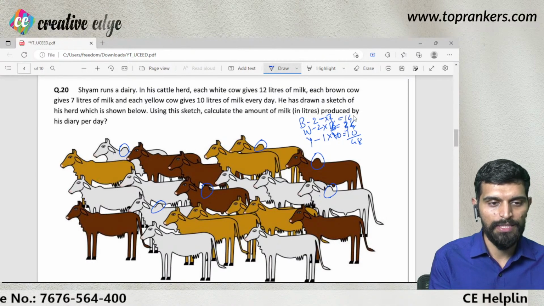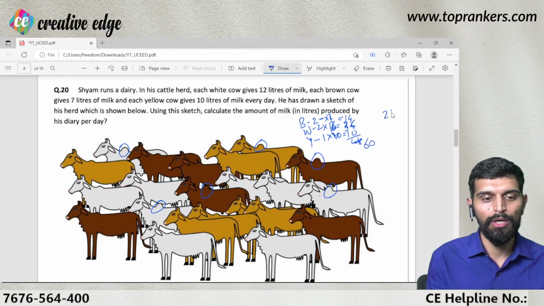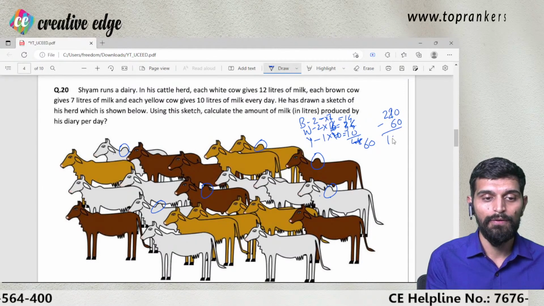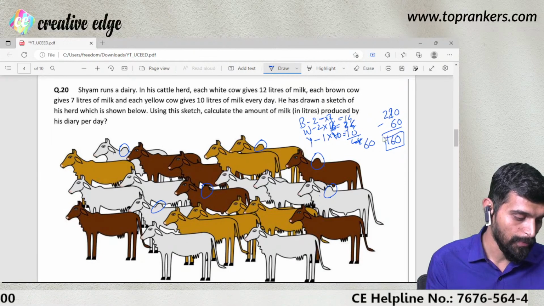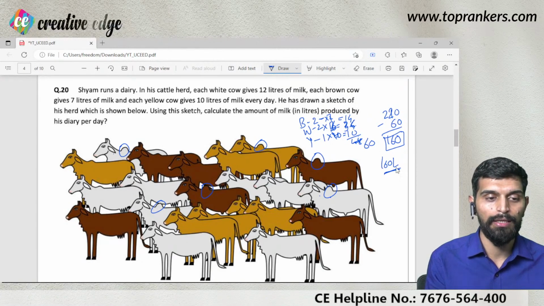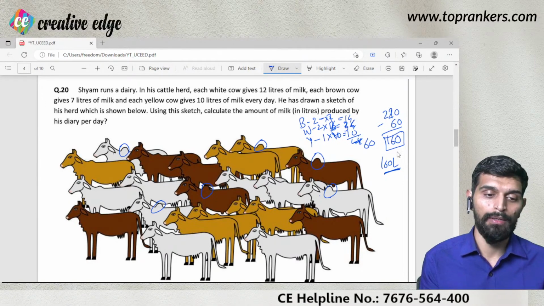So 36 plus 14 is 50. 50 plus 10 is 60. So 220 minus 60 will give you 160. So yes, Ayush, you are right. There will be 160 liters of milk collected every day from Sham's dairy, right?